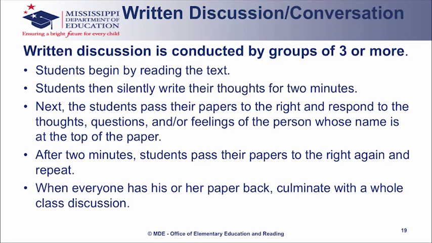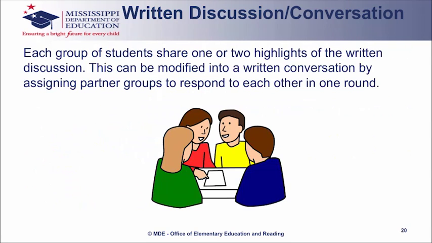After 2 minutes, students pass their papers to the right again and repeat. When everyone has his or her paper back, culminate with a whole class discussion. Each group of students shares 1 or 2 highlights of the written discussion. This can be modified into a written conversation by assigning partner groups to respond to each other in one round.